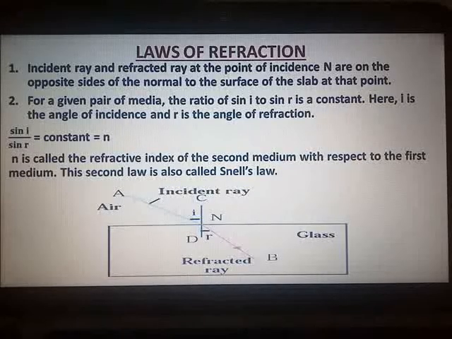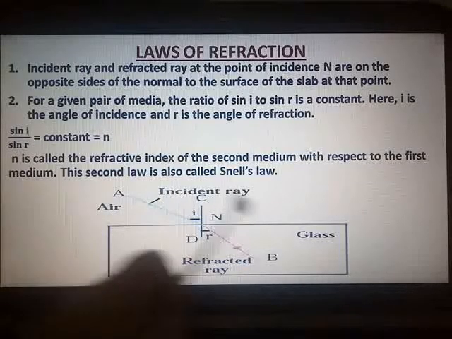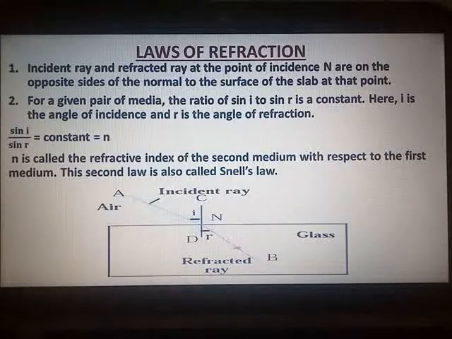So these are the two laws of refraction which you have to study, you have to remember. Now this can be asked as a direct question in the exam: state the laws of refraction, or a glass slab diagram will be provided to you in the exam. Looking at it, you have to state the laws of refraction, or they can ask about Snell's law also. So depending upon the question, you should be ready with the answer.